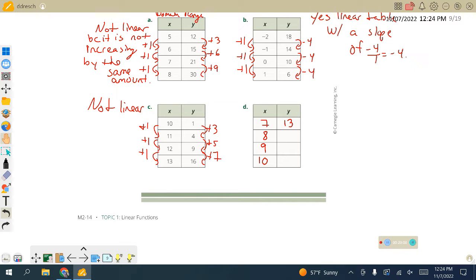Okay, so I heard positive and I heard 5. So we're creating a linear table. I heard 5, so let's go by 5. 13 then becomes 18, then becomes 23, then becomes 28, right? All right. Does it have to be increasing?